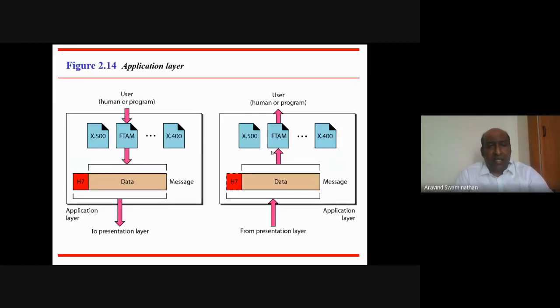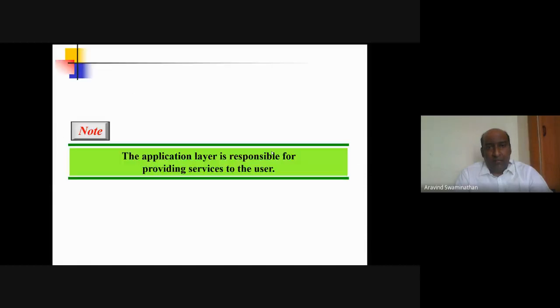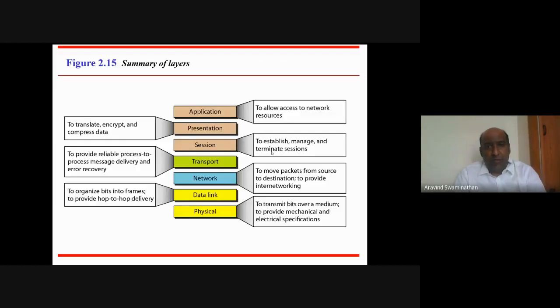And finally, at the application layer, we have the human user or the program. It sits on top of the application layer. We have different protocols working on the application layer, like FTP, HTTP, DNS, and also Telnet. All these protocols sit on the application layer. So the application layer is responsible for providing services to the user. This is a very important slide with respect to GATE.